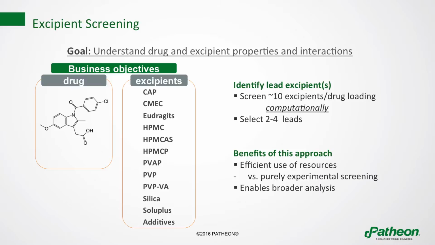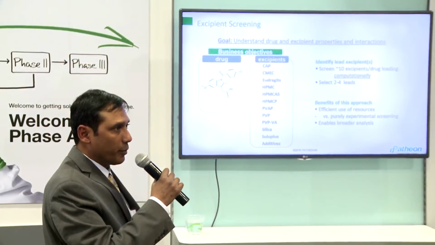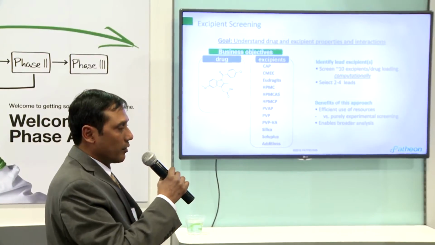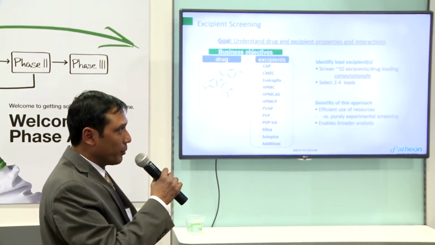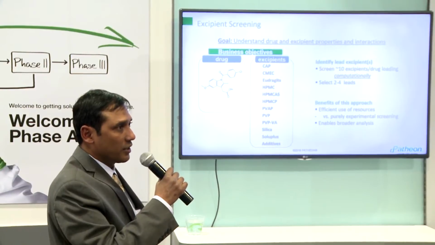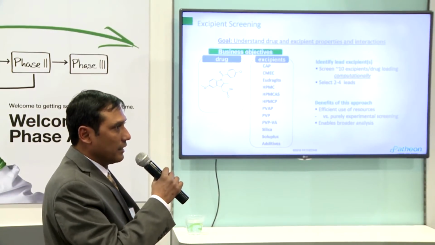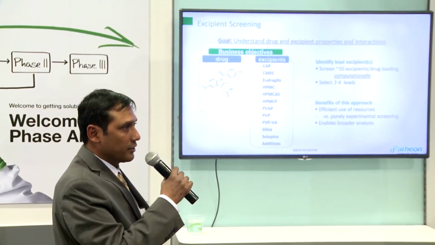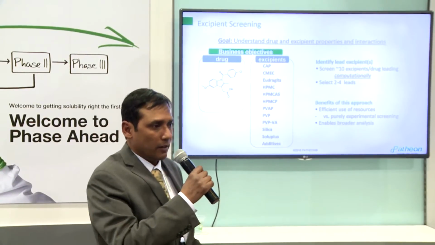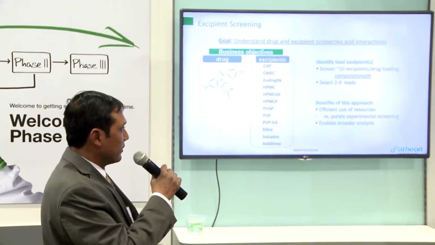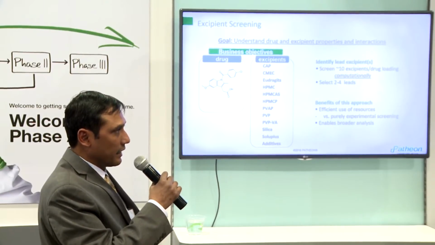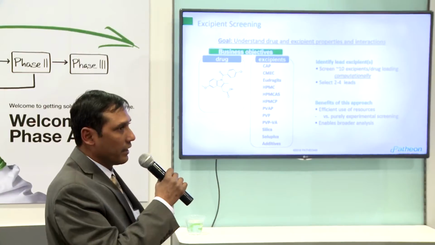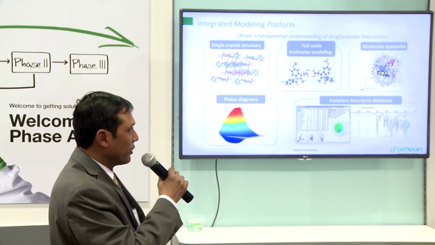What's the advantage of this? It's much more efficient as opposed to empirical screening. It enables broader analysis quickly in silico, and this would not have been possible without the advances in computational software as well as computing power, if you will. This wouldn't have been done maybe 20 years ago, but now we all carry complicated computers in our pockets, right? So this is basically a direct outcome of where we are in terms of computing power.